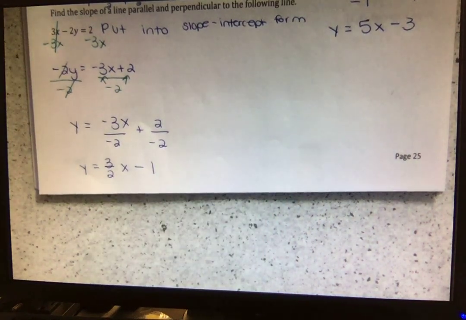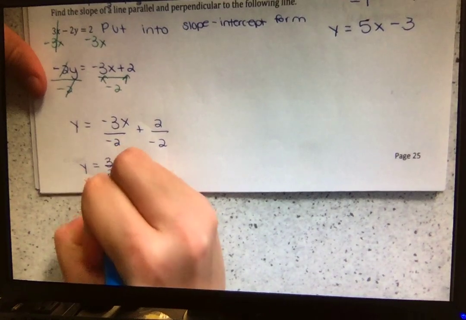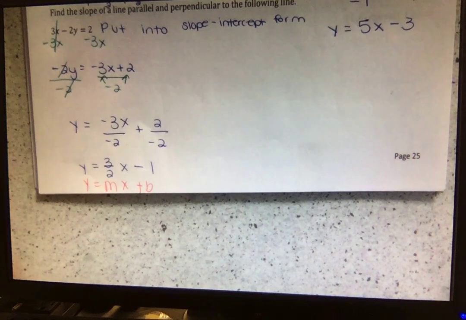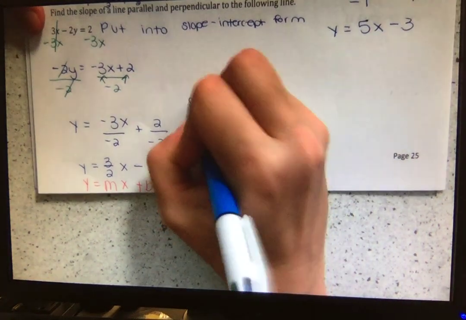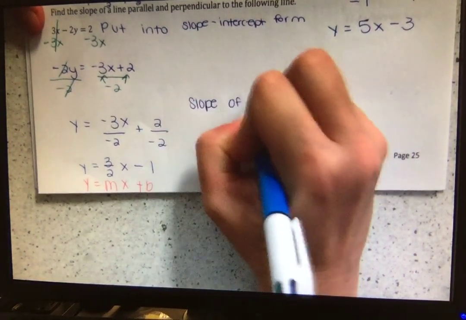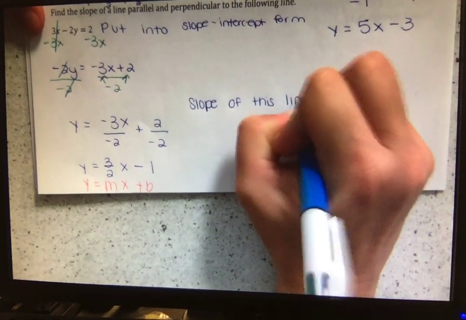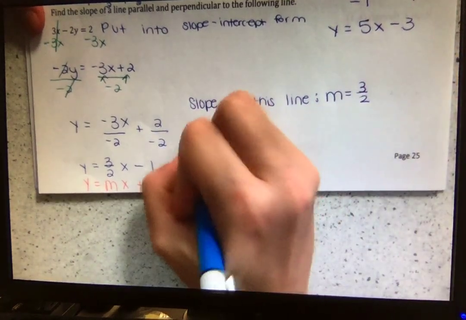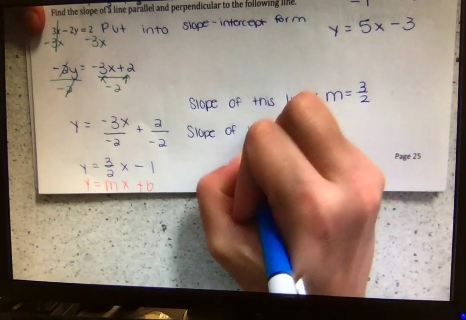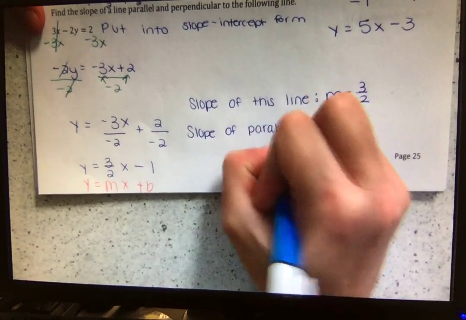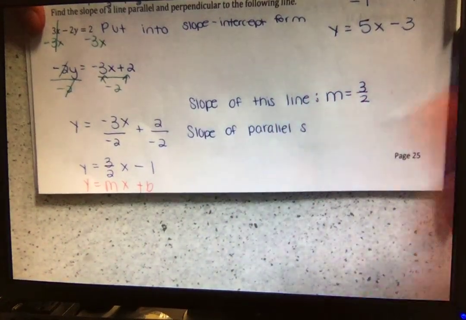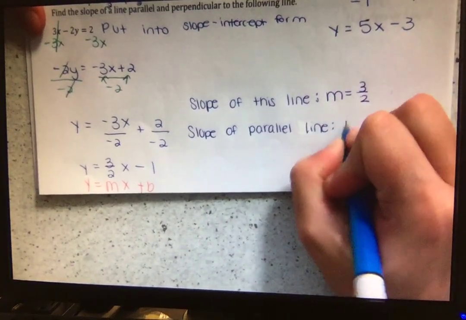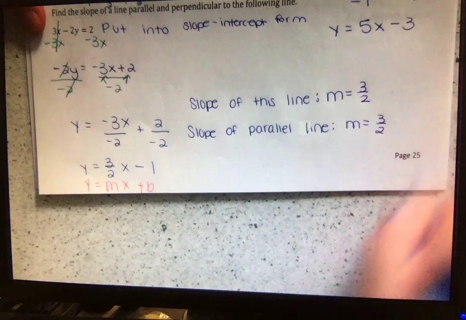So now it's in slope-intercept form, y equals mx plus b. So what is the slope of this line? 3 over 2. Good. So what will the slope of a parallel line be? Still 3 over 2. Good. So it's going to stay the same.